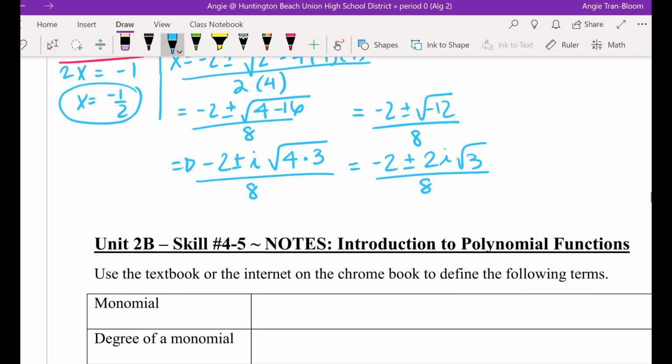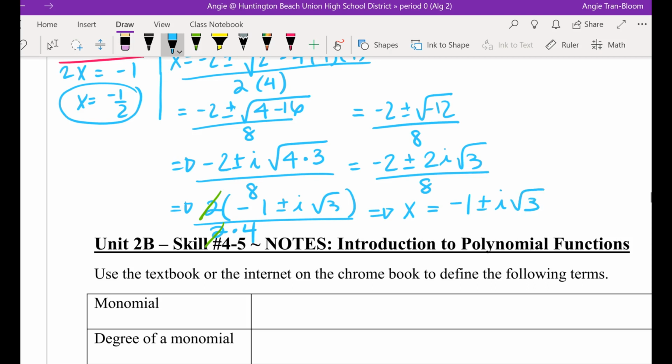Now, on the top, I need to factor out a 2. If I do, it's negative 1 plus or minus i radical 3, all over... On the denominator, 8 is now 2 times 4. That will allow me to reduce the 2's. So here are your 2 remaining complex answers: negative 1 plus or minus i radical 3, all over 4.